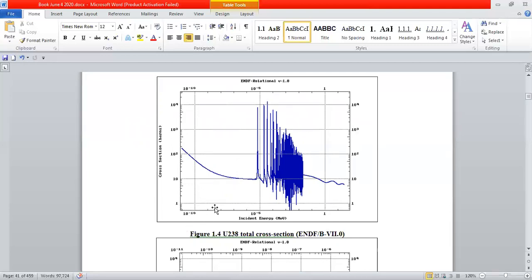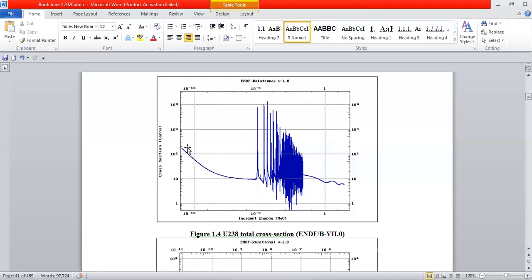So we call these slow neutrons or thermal neutrons because they're thermalizing. So this is 10 to the minus 5 MeV, meaning it's 1 eV. So if this is 1 eV, that's 0.1 eV, 0.01 eV. So 0.02 eV is what we call thermal energy at 25 Celsius at about 300 K.